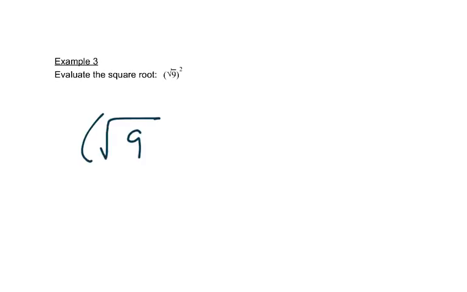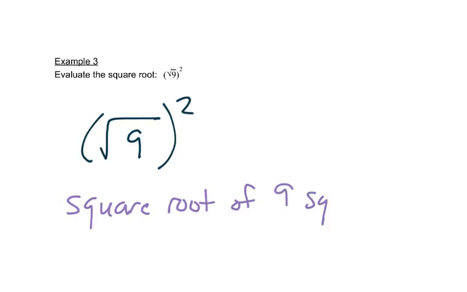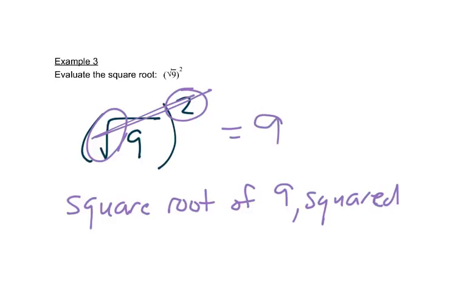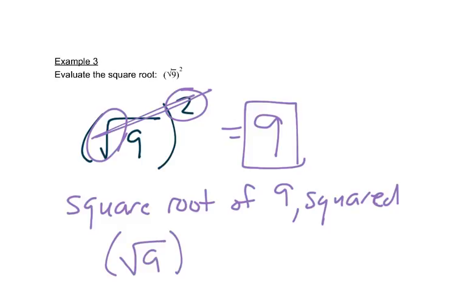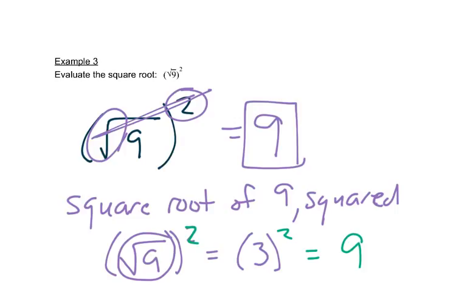In this problem, we have a radical of 9 and then a squared outside. This is the square root of 9, squared. When we have a square root and a squared, they cancel each other out. They're opposite operations. And so we end up here with just a plain old 9. So let me show you if we worked it out without canceling it out. We'd start inside the parentheses, and the square root of 9 is 3, because 3 times 3 is 9. And then we want to square that 3, so we do 3 times 3, which is 9.